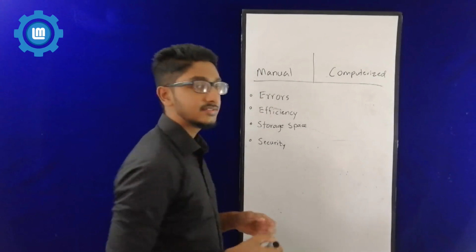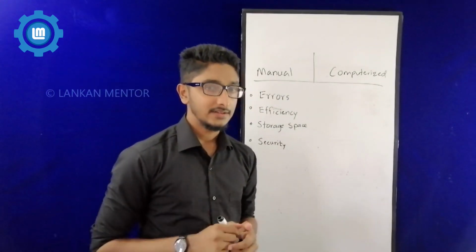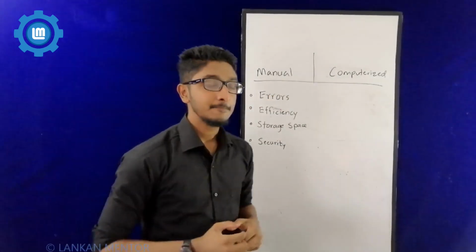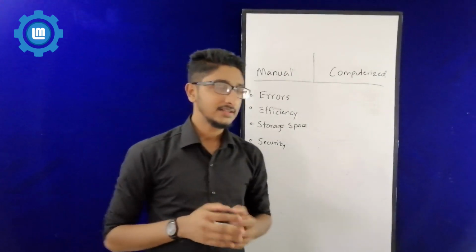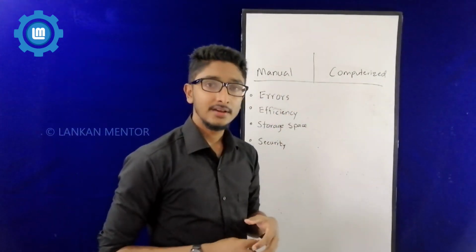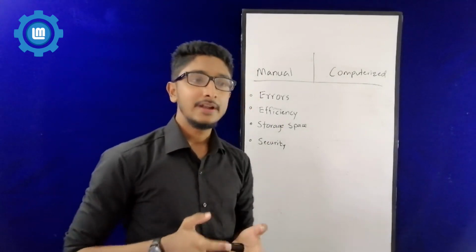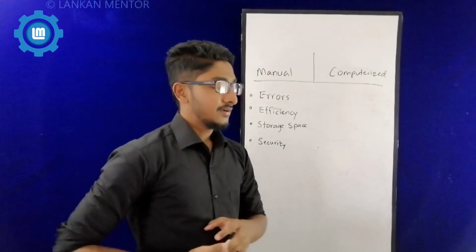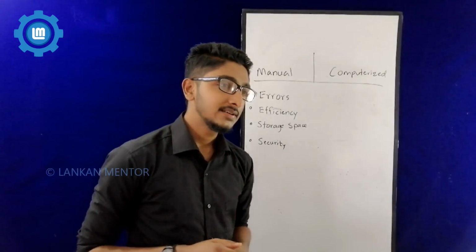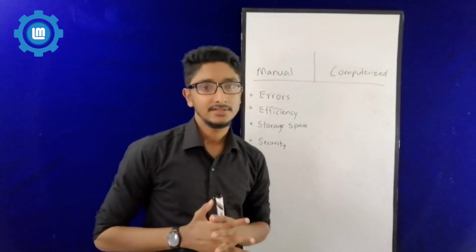Okay, the next thing is security for your files or information. Now let's take the manual system. Manually, when you're storing the files in a cupboard or a rack or something, you'll need to have a lock and a key. So what if you are using a computer? In a computer, it is passwords. You have passwords to protect your files.